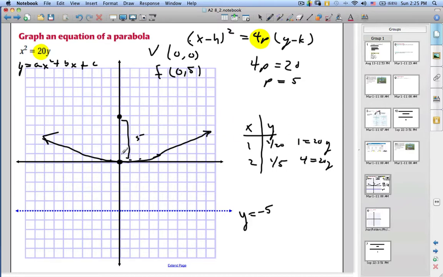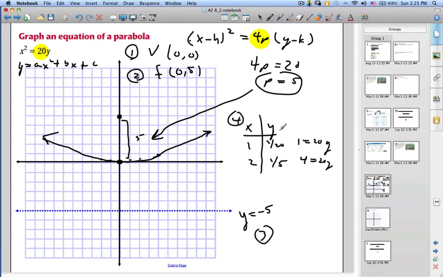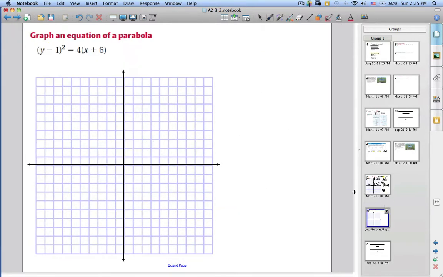Okay, so that's how we graph them. I locate my vertex. That's the first thing I want to do. Then I located my focus by finding p, which gives me the distance I have to move. That's what's important. Then I located my directrix. That was the third thing I did. And the fourth thing I did was an input-output table. Okay, so let's do another example like that, only now we're not centered at 0, 0.